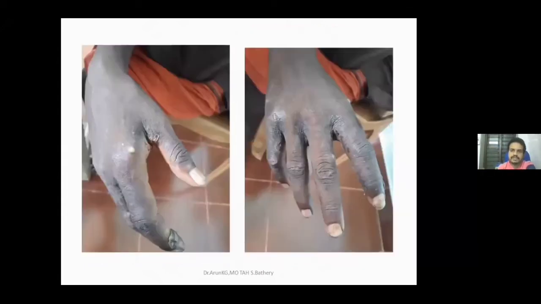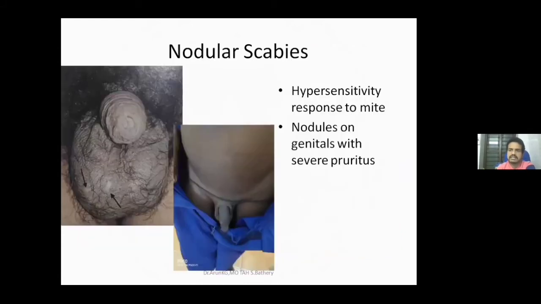It can be infected scabies. Then nodular scabies is there. It is a hypersensitivity response to the mite. Some persons will be very hypersensitive to this itch mite. It will cause nodular eruptions on the scrotal area. There will be nodules on the genitals. On examination itself, we can see these nodules with severe pruritus.